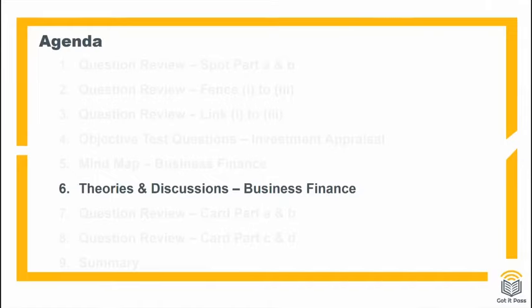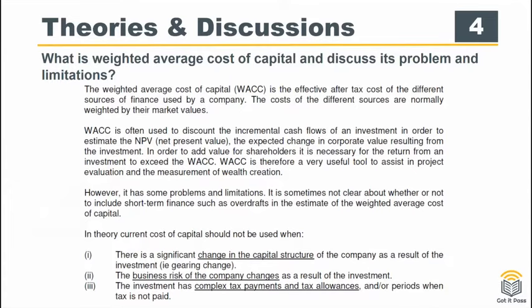In this part, we discuss the theories and share some key discursive question topics in our discussions on business finance. Okay, the first discussion part is about the WACC, the weighted average cost of capital. We need to explain what WACC is, and next, what the problems and limitations of WACC are.